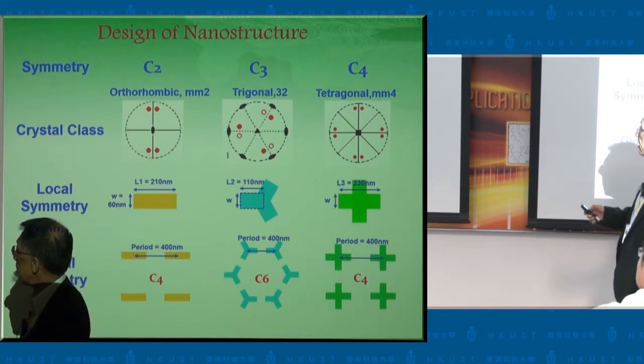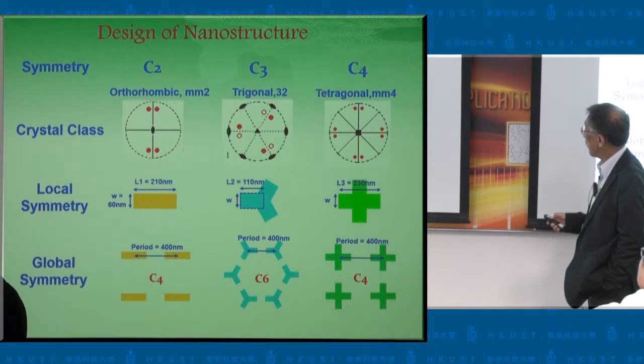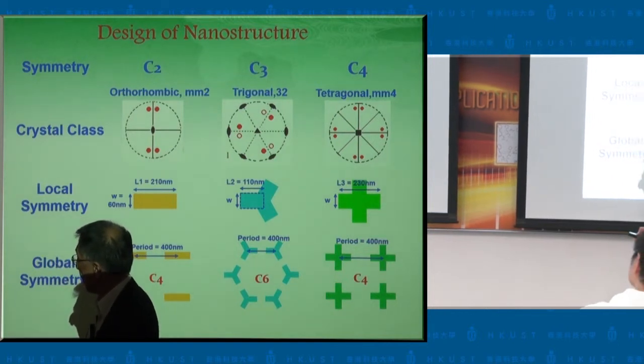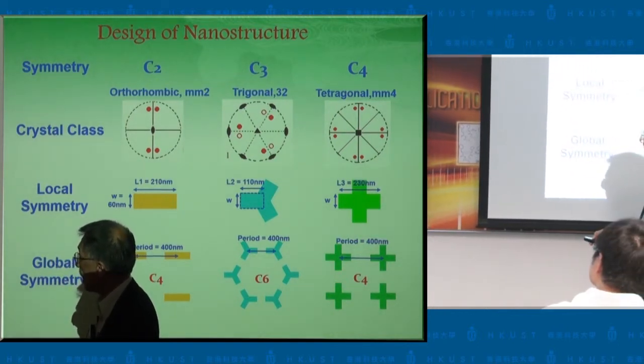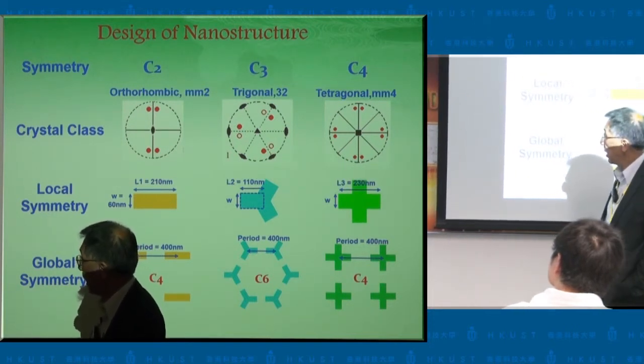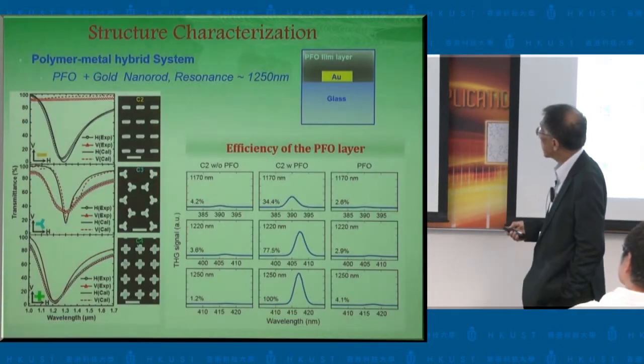C4 is tetragonal, and we're using a cross with a fat horizontal line and a slightly narrower vertical line. The length there is 230 nanometers. The width of this one is again 60 nanometers. Again, we have a pattern here which is similar to the orthorhombic or C2, and therefore you have a C4 symmetry here. So with those, we then did some work.